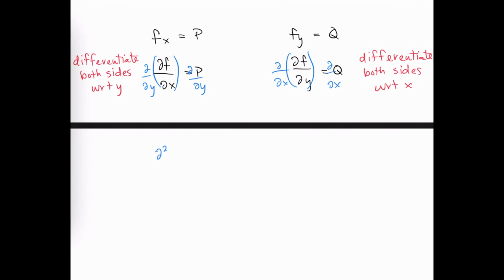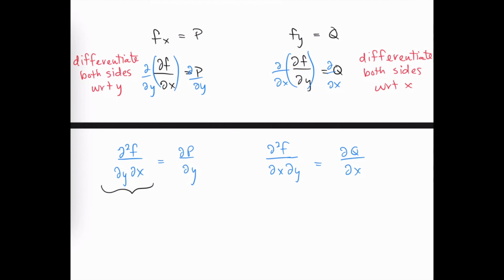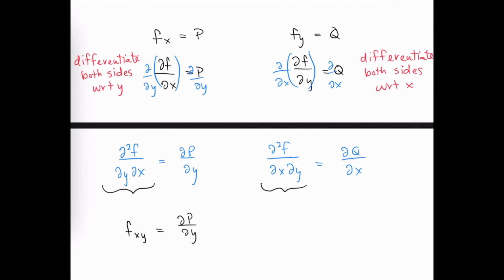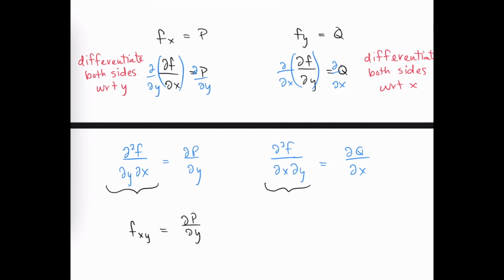So we end up with the second partial derivative of that potential function with respect to x first and then with respect to y is equal to the first partial of P with respect to y, and then the second partial of potential with respect to y first and then with respect to x is equal to first partial of Q with respect to x. Now let's rewrite these second partial derivatives with the subscript notation, which is partial with respect to x first and then with respect to y. This is equal to partial P with respect to y, and we'll leave the right-hand side with curly D notation.